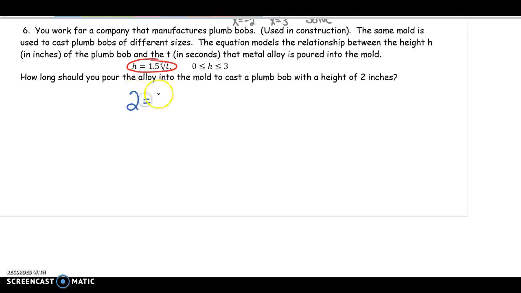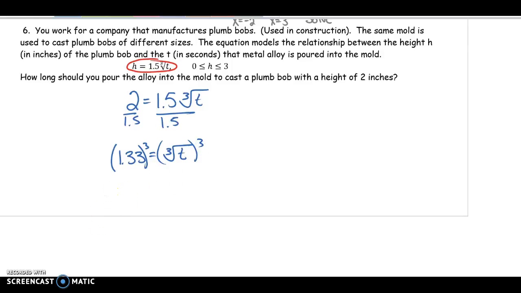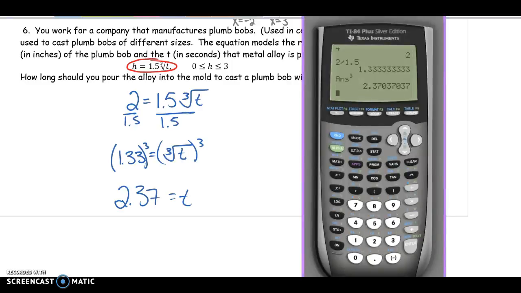So 2 equals 1.5 times the cube root of t. So regardless of whether or not you know what a Plumb Bob is or you care what a Plumb Bob is, what they're really saying is, here's an equation. 2 equals 1.5 times the cube root of t. Solve it. What would you do to solve it? Divide by 1.5. What would you do next? Raise both sides to the third. If you don't round it, if you leave that 1.3 repeated in your calculator and then raise it to the third, you end up with 2.37.